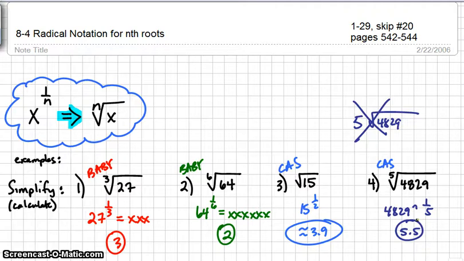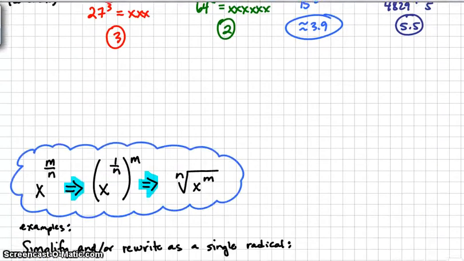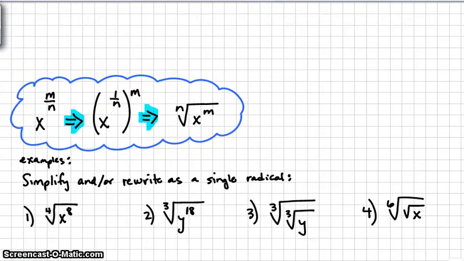So that's the first part of the lesson, just getting comfortable with the new symbols. Know that it's the same as raising to a rational power. Let's go a little bit further with this. Let's say you're working with a rational power like we've been doing.